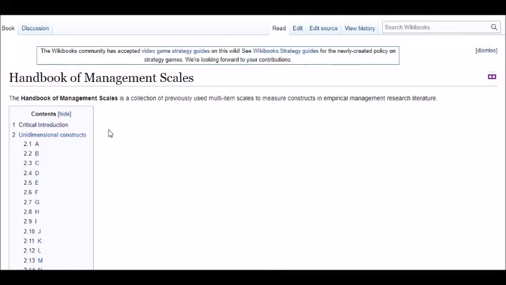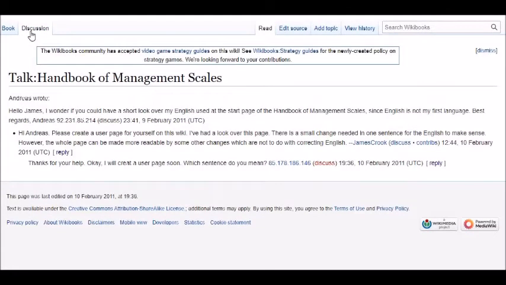Good evening to all. I discovered something very amazing, and I thought, let me go ahead and showcase it to all of you. This is another Wikipedia page. In fact, it's a wikibook, I would say, and you will see that it is titled Handbook of Management Scales.